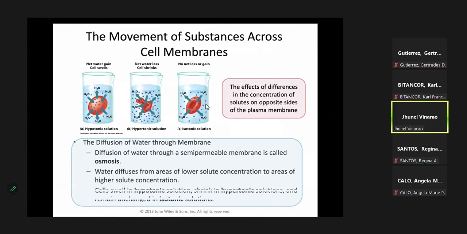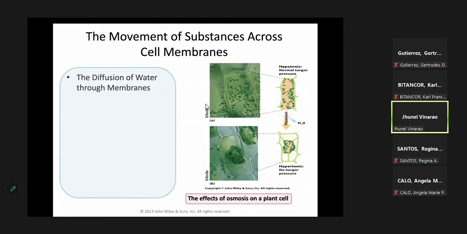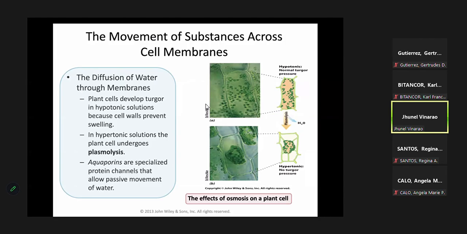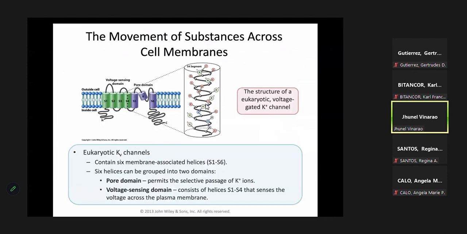Okay, diffusion, osmosis, hypotonic, and this is what I'm talking about. For plants, it's called plasmolysis, no? Plasmolysis. It happens when the solution is hypertonic, because of the vacuole, no?